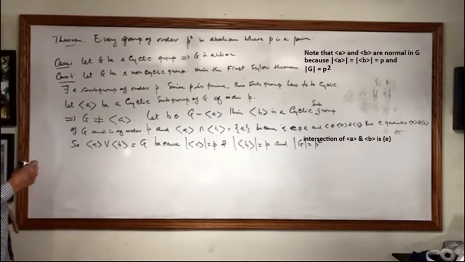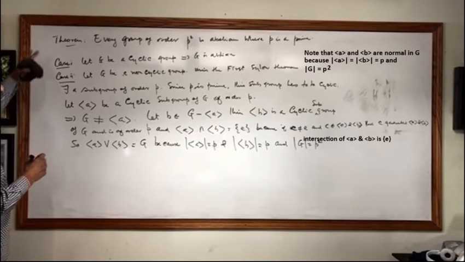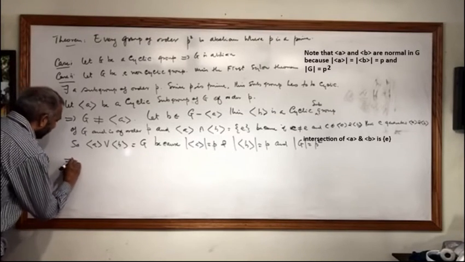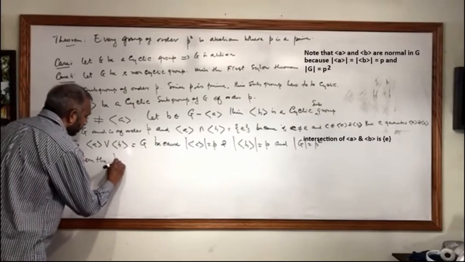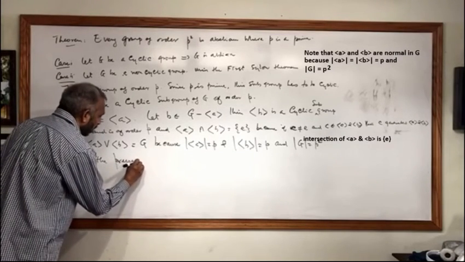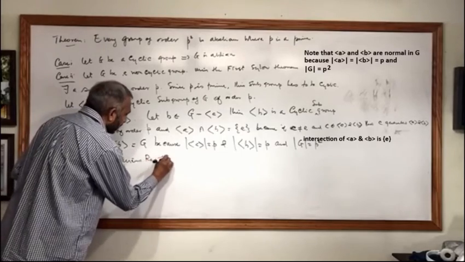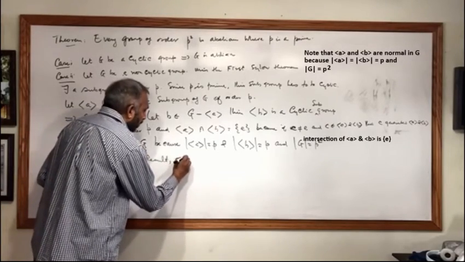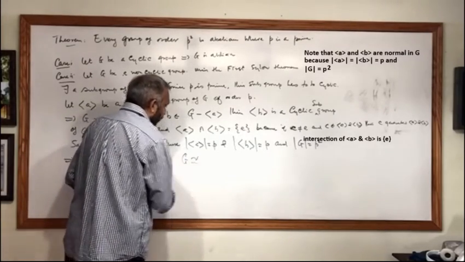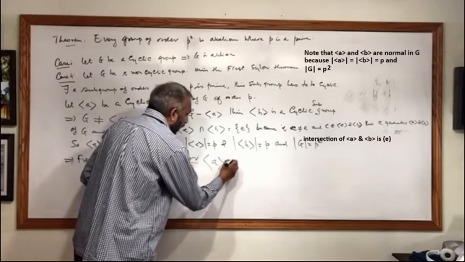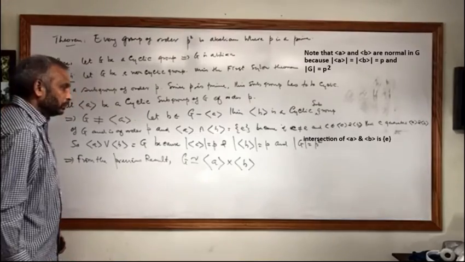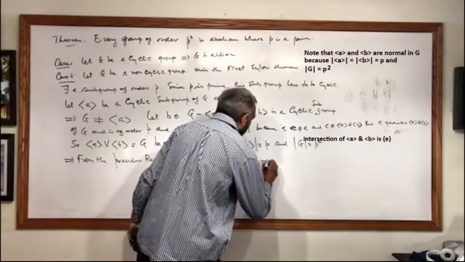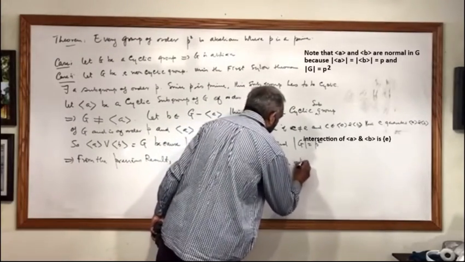Now we will use the previous lemma. This implies, from the previous result, G is isomorphic to these two subgroups, and that implies G is abelian.